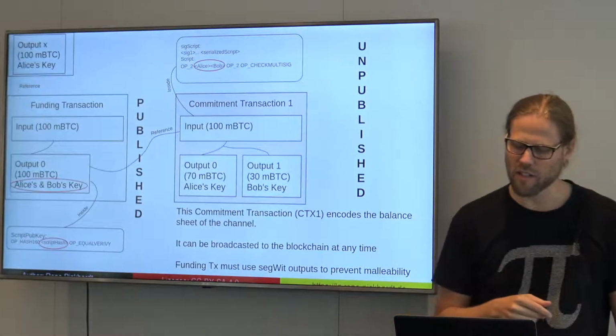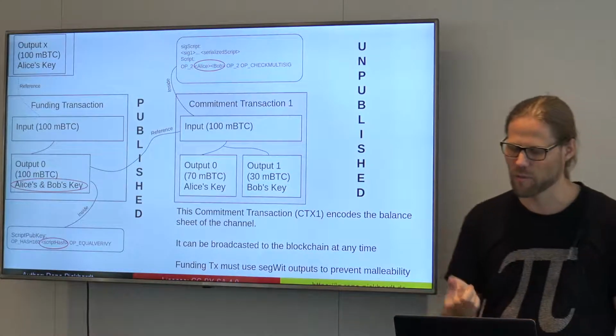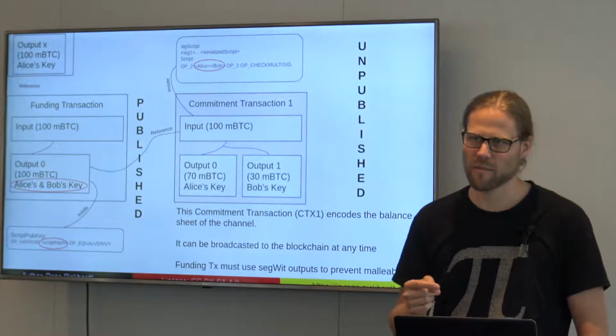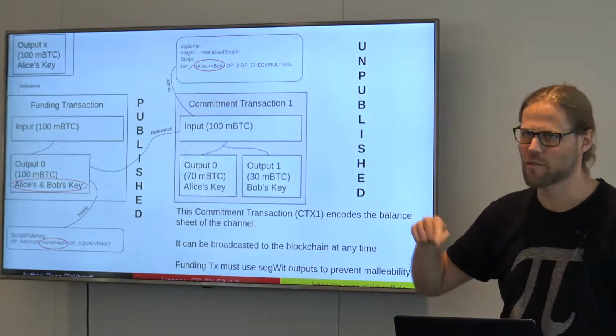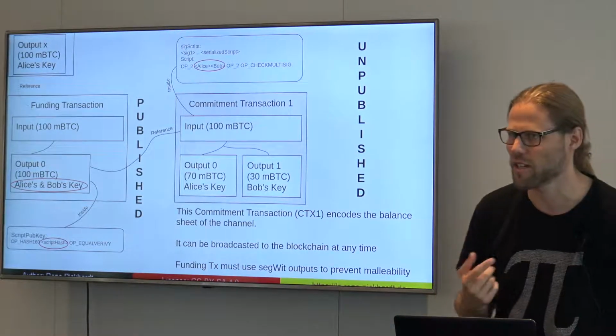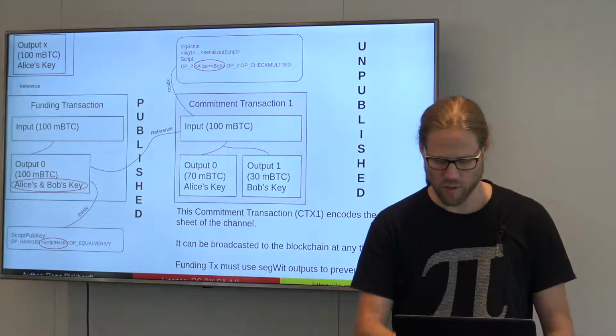And the funding transaction must use SegWit outputs to prevent malleability. I will later, after the construction, talk a little bit more about malleability and why this is important. But I just want to mention it here already.